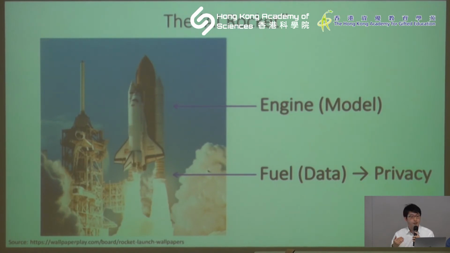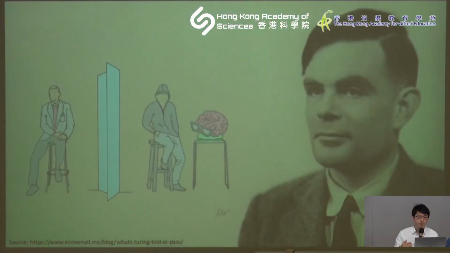Now I'm going to talk a little bit about the engine part, the model part, and how reliable or how robust this engine can work. Back in the 1940s and 1950s, there was already a pioneer, a guy named Alan Turing, in case you don't know him. The top computer science award is named after him, called the Turing Award. He proposed a test for you to test whether a machine is intelligent enough.